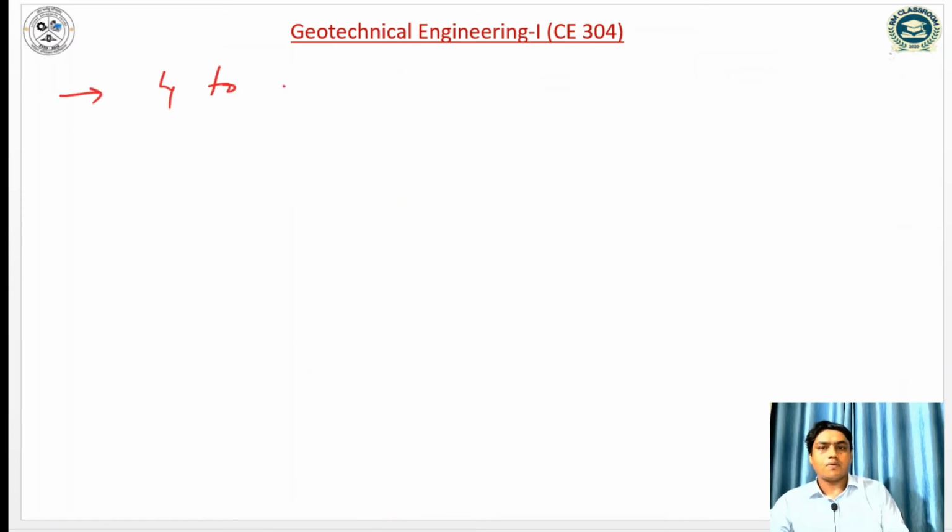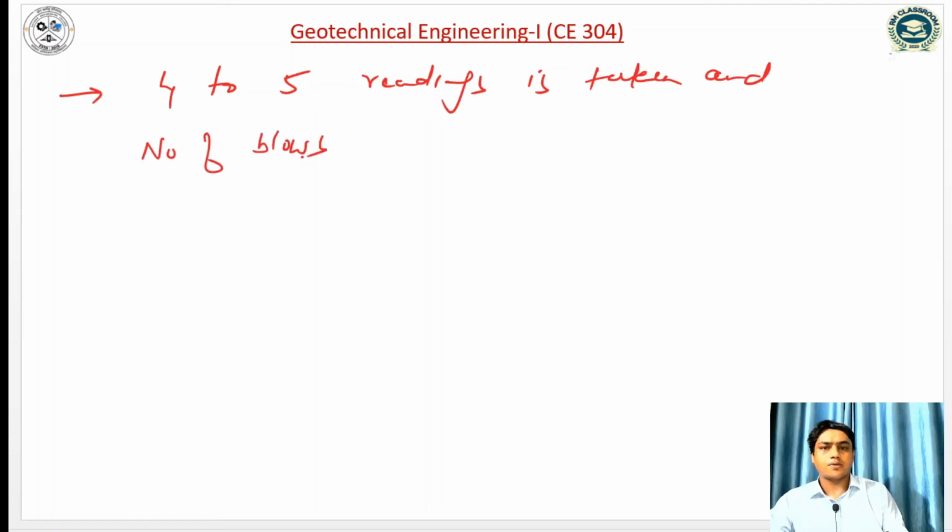4 to 5 readings are taken, and the number of blows should be in the range of 10 to 40.